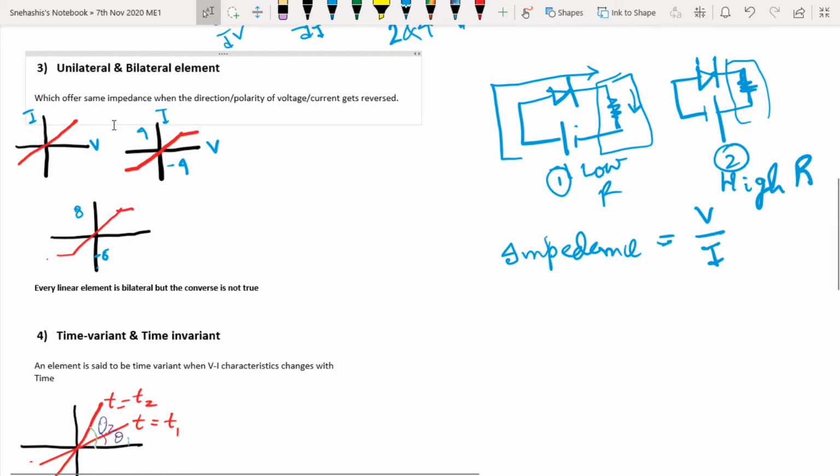A bilateral circuit offers the same impedance when the direction or polarity of voltage or current gets reversed. If it is not doing so, this is a unilateral circuit. Like here in this case, the diode offers different impedance when the polarity of the voltage, here a voltage source, no current source is there, is changed. From diagram 1 and 2 it is clear. So that's why the diode is unilateral.